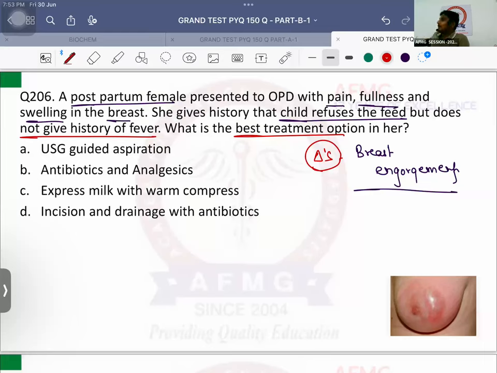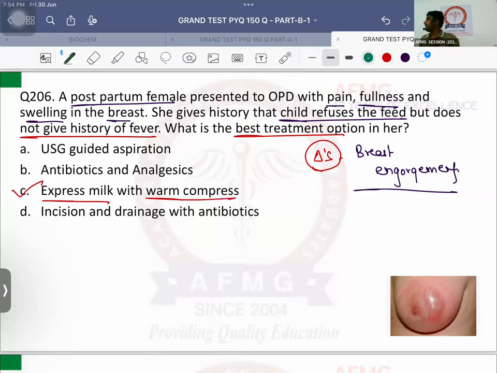Please remember, that means all the milk is collecting inside the breast as she is in the lactation period. Okay, she is not having any inflammatory signs. She is not having fever. It cannot be a case of mastitis. It cannot be a case of abscess. It is only a case of breast engorgement, meaning milk has accumulated in her breast. Therefore, treatment will be to express the milk with warm or moist compresses.